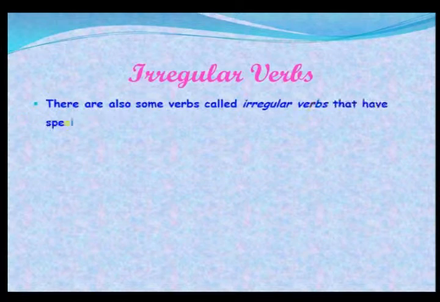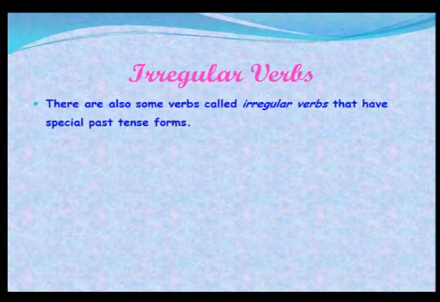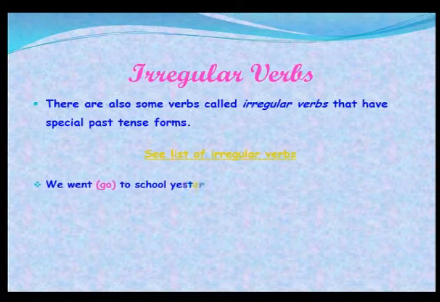Irregular verbs. You learned regular verbs already; as I mentioned, English has two types of verb, regular verb and irregular verb. Now, what is an irregular verb? There are also some verbs called irregular verbs that have a special past tense form. See the list of irregular verbs here, and here we went, it comes from the word go. We do not say we go to school yesterday, we change go to went. So we went to school yesterday.